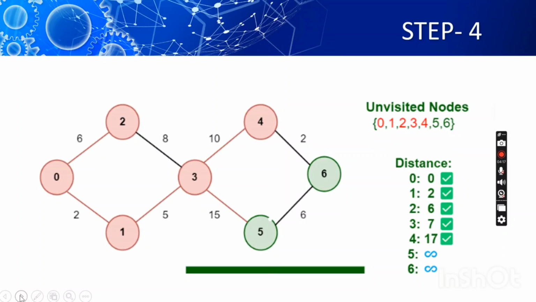Step 4. Again we have to choose between two adjacent nodes. Either we can choose node 4 with a distance of 10 or node 5 with a distance of 15. In this step, node 4 is the minimum distance adjacent node. So mark it as visited and add up the distance. Now the distance for nodes 0, 1, 3 and 4 is equal to 2 plus 5 plus 10, equal to 17.